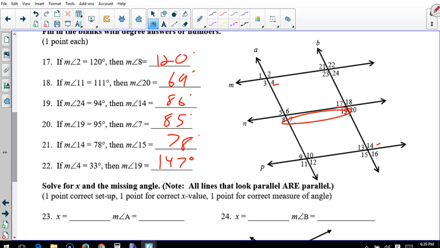Let me walk through that again. 4 and 6 are consecutive interior angles. So if this is 33, this is 147. And 6 and 19 are alternate interior angles, therefore 19 is 147.